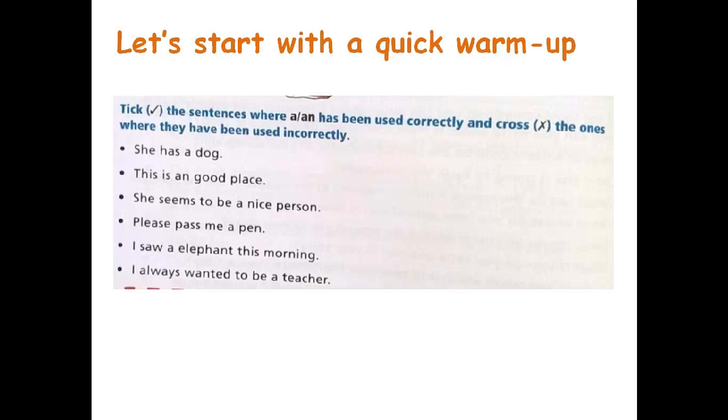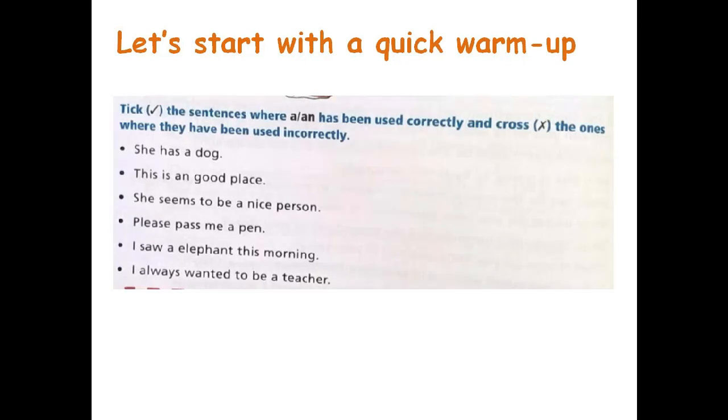Tick the sentences where a or an has been used correctly and cross the ones where they have been used incorrectly. Okay, so you can see that there are few sentences given over here. In some of these sentences, the use of a or an is correct, but in some sentences, the use is wrong. It has been used incorrectly. So we have to tick the ones where it is correct and cross out where it is incorrect.